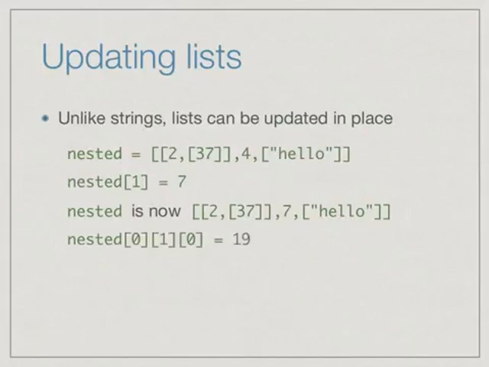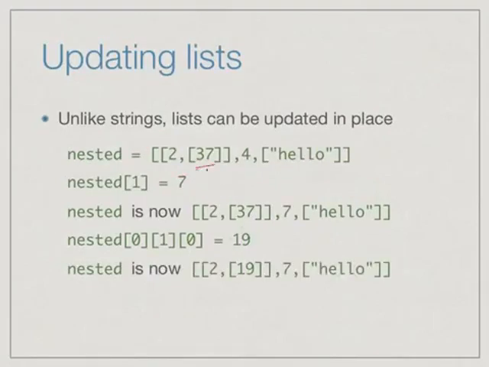And we can do this inside as well. So we can say that we want to go into this list, which is nested[0]. Then we want to go into this list, which is nested[0][1]. And then we want to go into this value and change this value. So we want to change the value at position 0 of the nested list at position 1 of this initial value. So we say nested[0][1][0] equal to 19. And this changes that 37 into 19. So this is allowed.